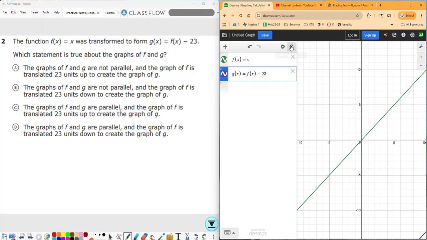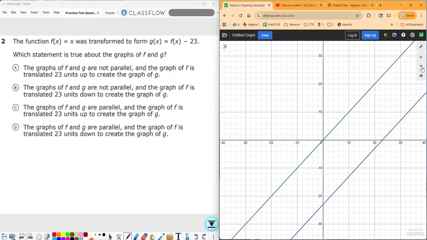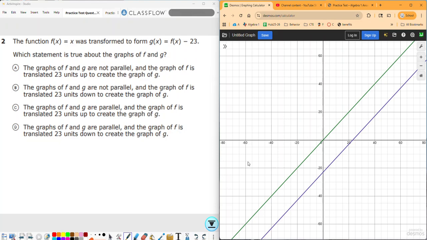And so all I see here is one line. Well, it doesn't mean that it wasn't graphed. With Desmos, you may want to zoom out a bit so I can clearly compare these two. I see that they're parallel.